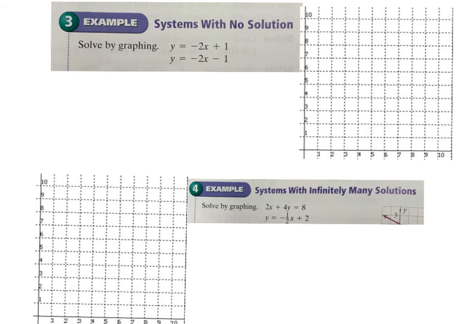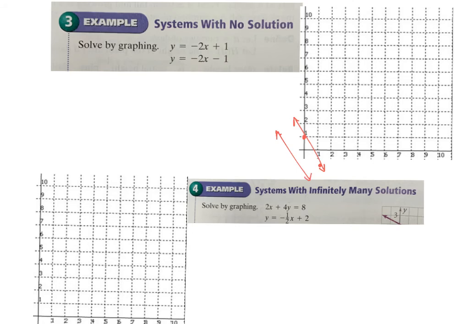All right, no solution. So what do you notice about these two graphs? Well, I have the same slope here, and I have different y-intercepts. So when I graph these, the first one's going to start at +1 and go down 2 and over 1. I should have done more graphs. And the second one's going to do the same thing. And so we're going to have these two parallel lines here that happen.